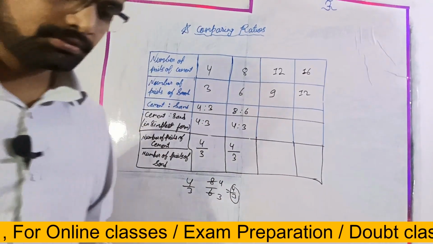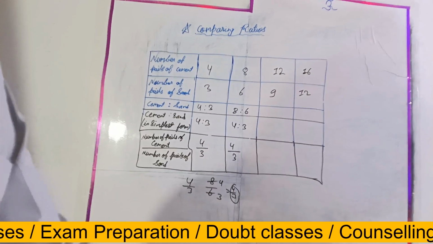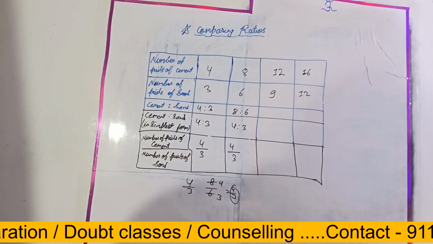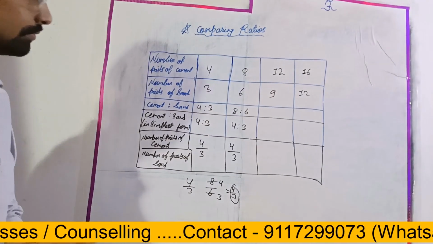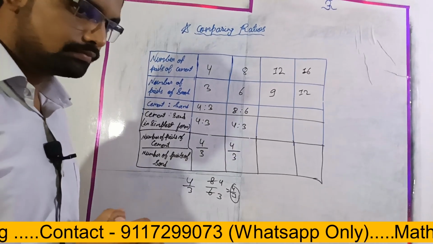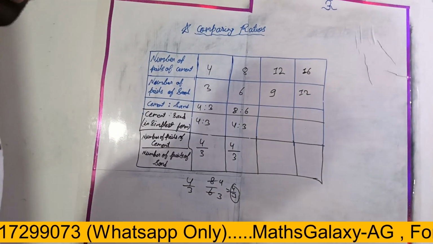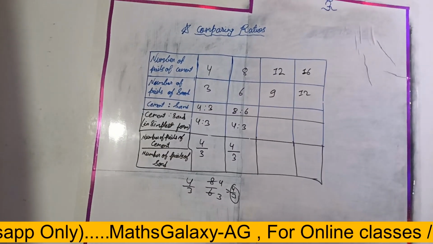Just try it. Make the table. It will be 12:9, and 3 threes are 9 and 3 fours are 12. So it will be 4:3, and then 4 upon 3 and 4:3. It will be the same. We can do it in the same way.